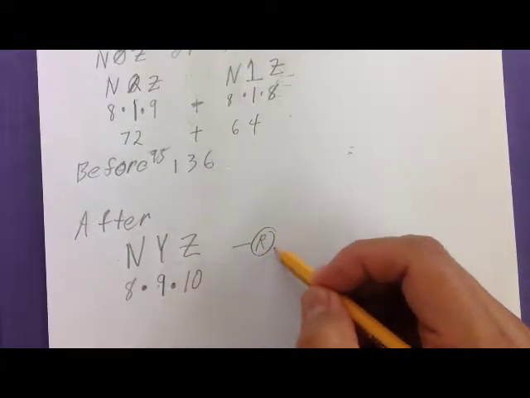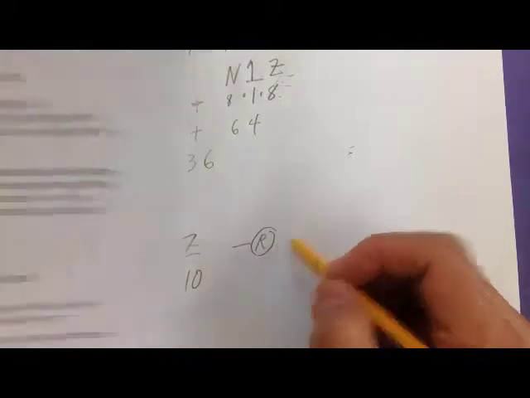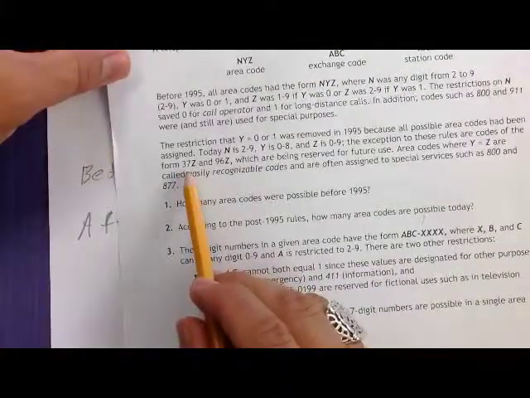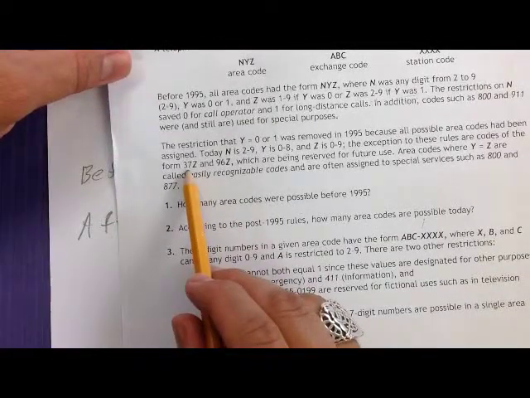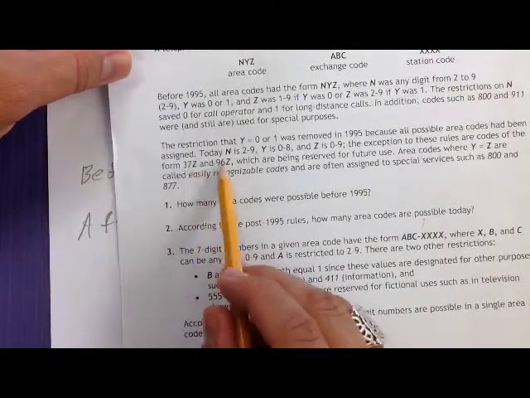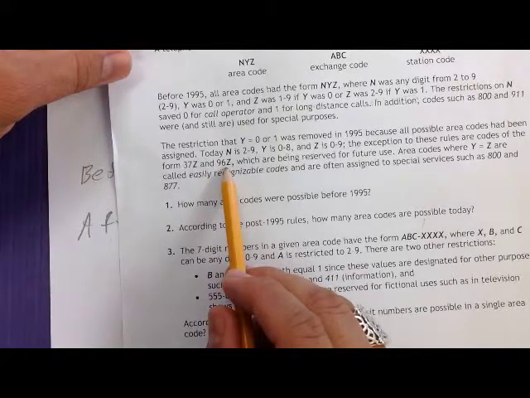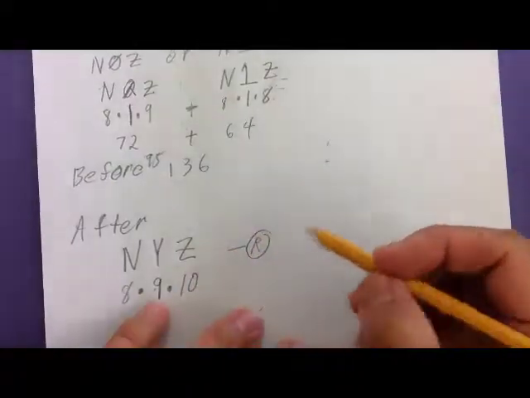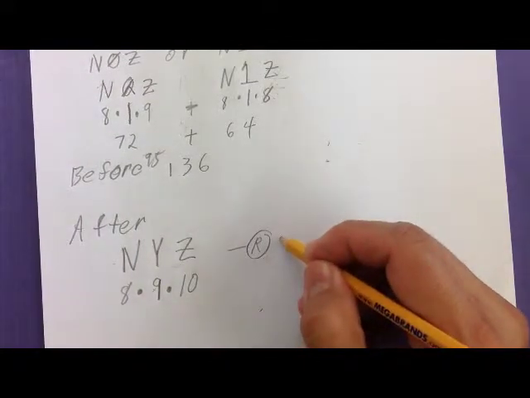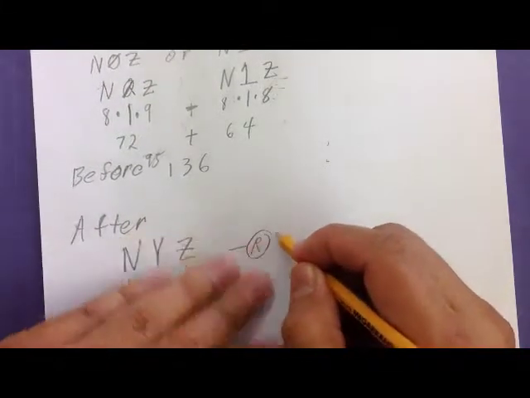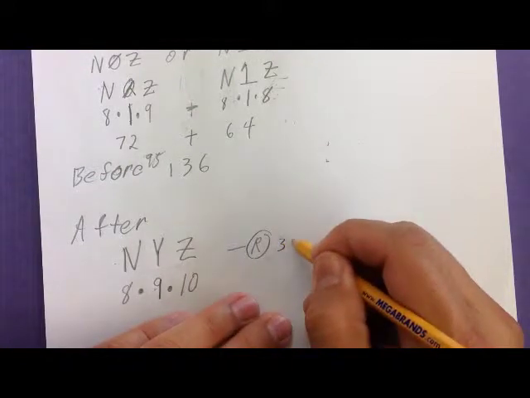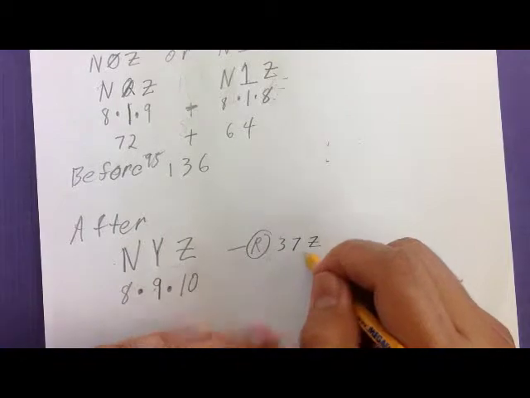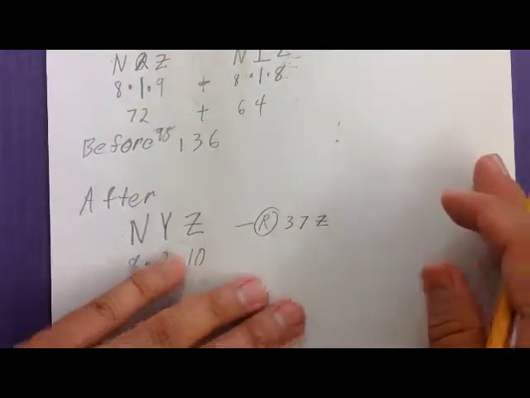These are the restrictions. So the restriction was that, let me see, the exception to the rule is that the area codes of the form 37Z and 96Z were not in there because they're reserved for later use. So we're going to remove those. Now these are two different things, so we have 37Z.